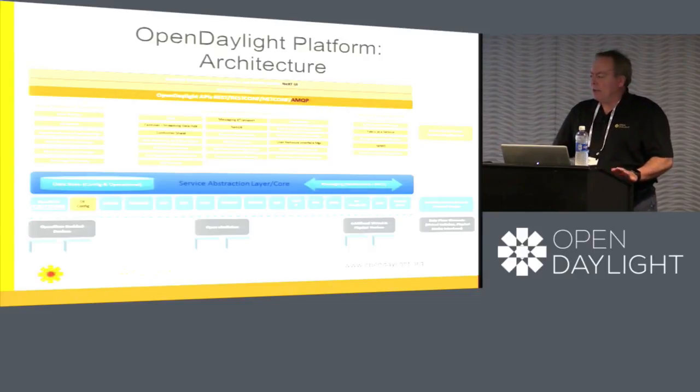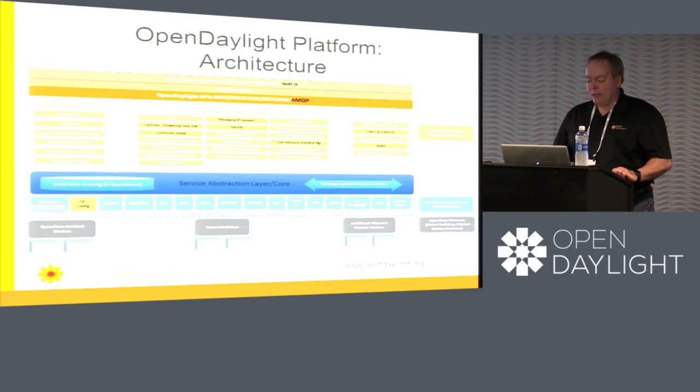But in general, you've got a series of services. You've got the model-driven service abstraction layer has two key components, one being a data store for configuration data as well as operational data, and then basically a simple messaging bus so that the different services and protocols can interact with one another, and then a variety of southbound protocols that ultimately talk to our network elements.